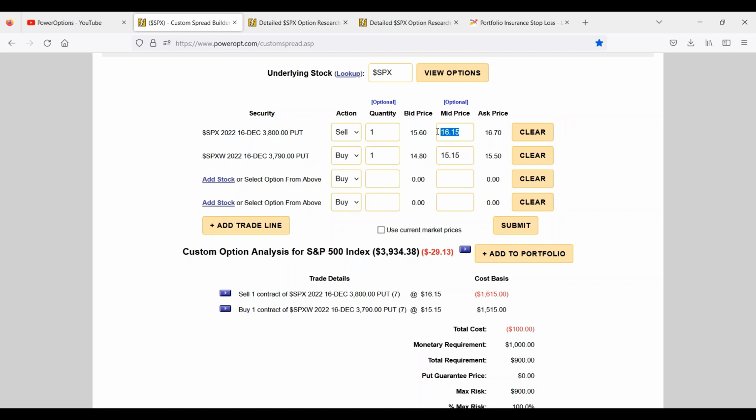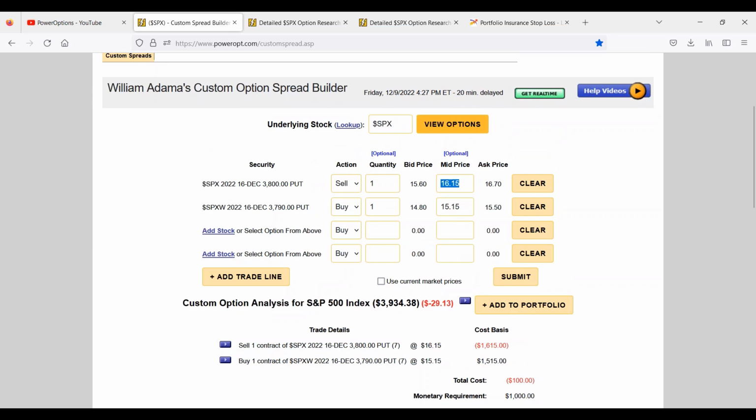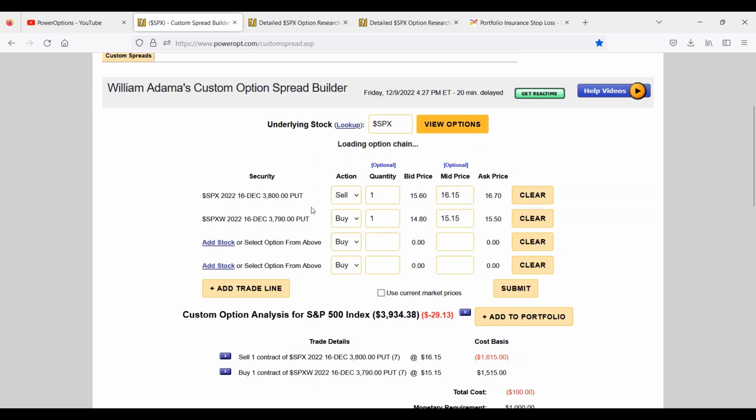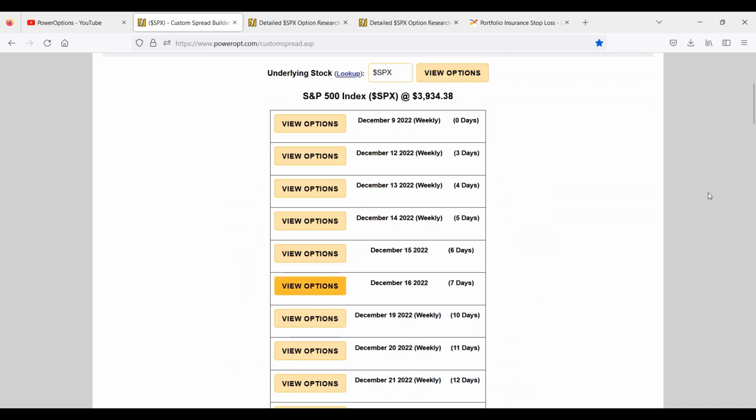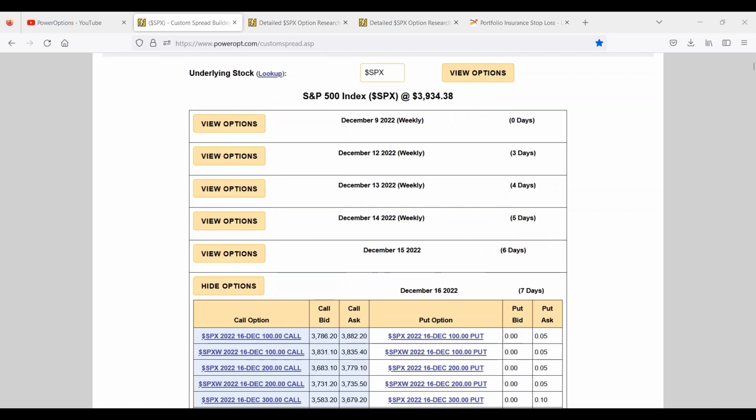So getting the midpoint price is relatively feasible. However, if we switch this, we go to the same expiration and the same strikes, but with the calls, with an in-the-money debit spread, where we'd be selling the in-the-money 3800 call in SPX, and we don't have to worry about early assignment because it's European cash settled in this case. So we do the 3800 and the 3790 calls.